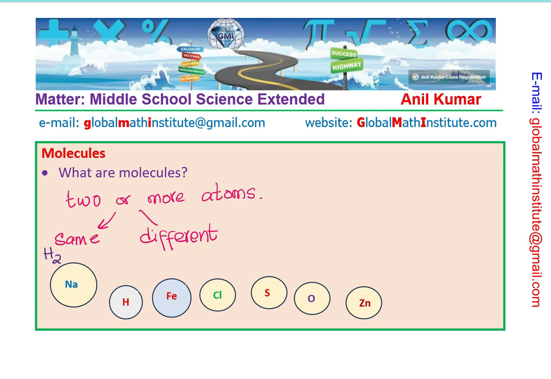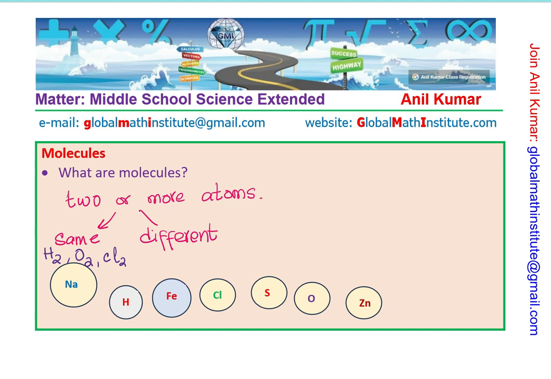O2, right? Cl2. So many such gases they combine. So these are called diatomic elements, right? So these are two atoms of the same kind. We have a very limited number of these. We'll have examples of diatomic atoms in the following slide.